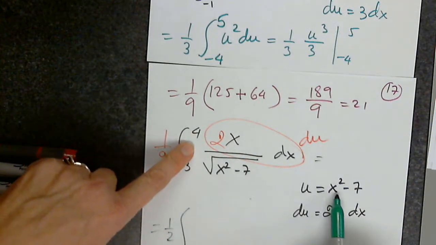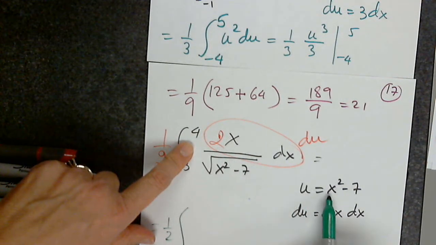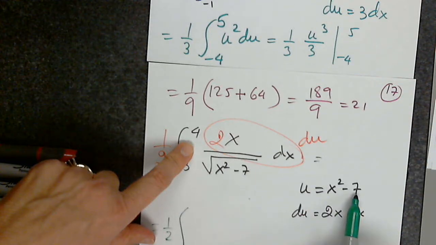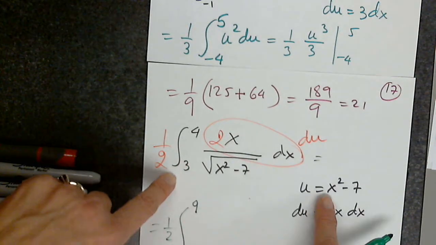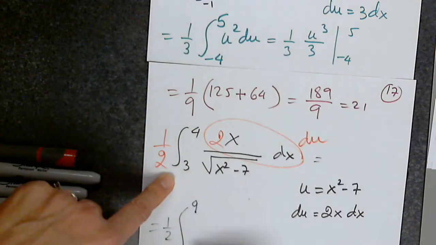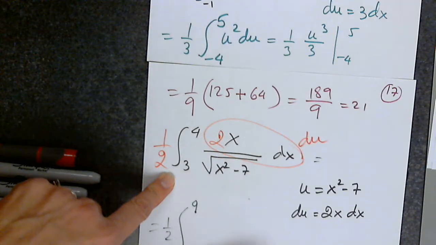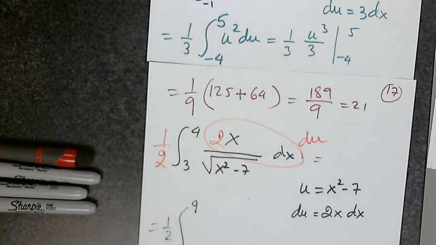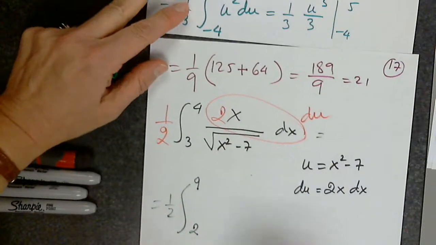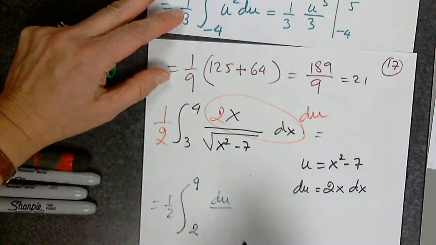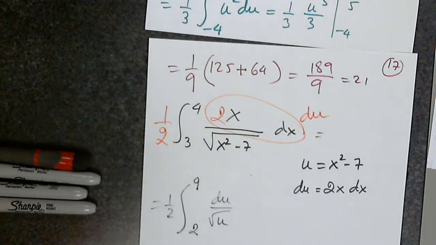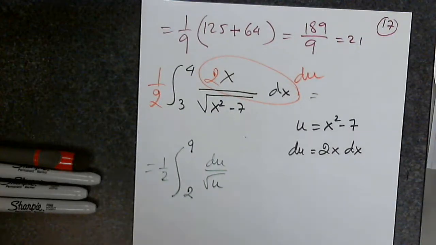So when you plug in 4, you want to do that first. So 16 minus 7, right? 16 minus 7 is? Right? Okay, and when I plug in 3, it's 9 minus 7, which is? Good, so what do I have now? The top is du. And the bottom is the square root of u. Don't look back. It's a definite integral. We don't need to look back.